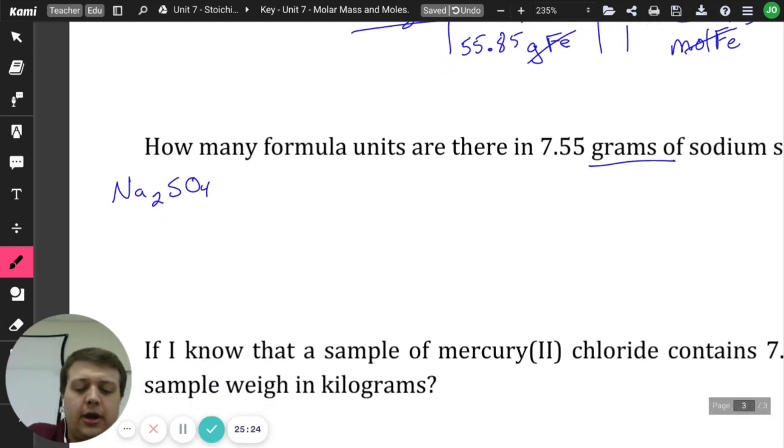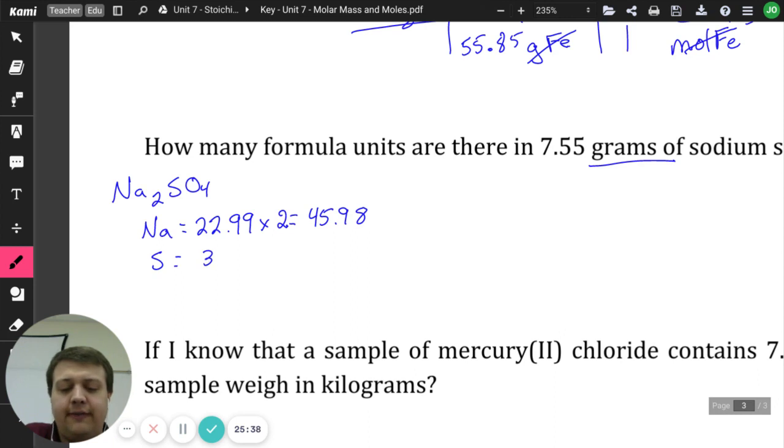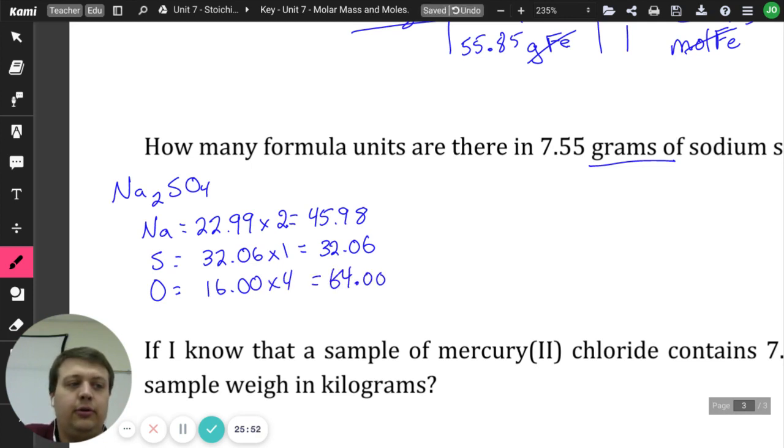And so I have sodium sulfate, Na2SO4. Let's break it apart. I have sodium. Sodium has a mass of 22.99. Times the 2 that I have, we get 45.98. Sulfur has a mass of 32.06 times the 1 I have. And then I have oxygen times its mass times 4 equals 64.00. All right, and now I'm going to add these together, and I'm going to get 142.04 grams per mole. Okay, so I've got my molar mass.